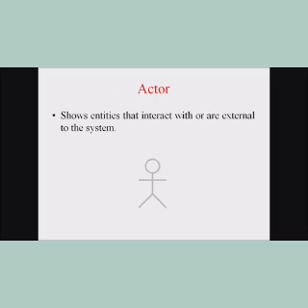The different aspects or symbols used in a sequence diagram are, first, the actor. The actor shows the entities that interact with, or are external to, the system. It is represented by an actor symbol.